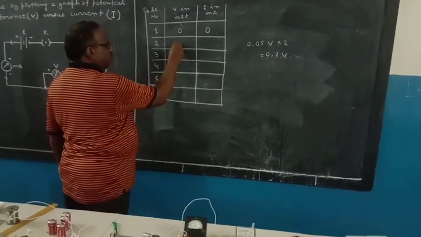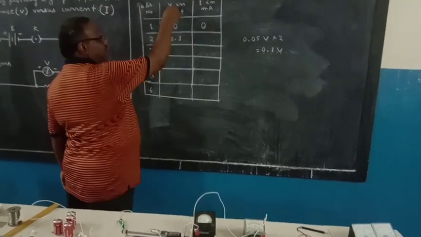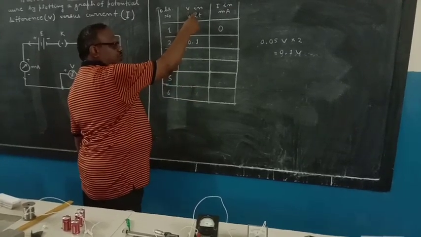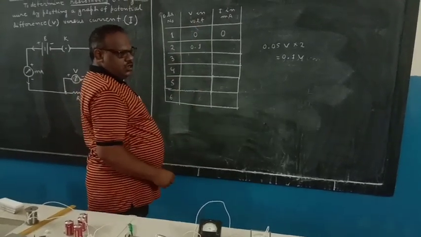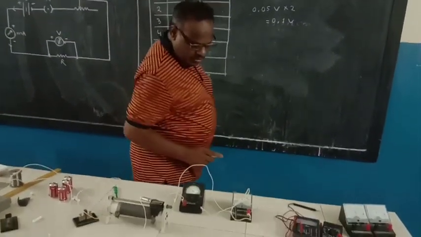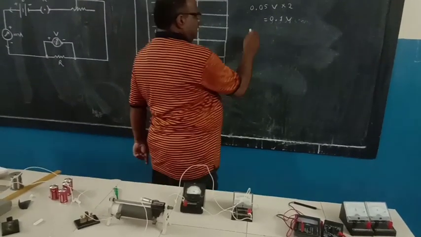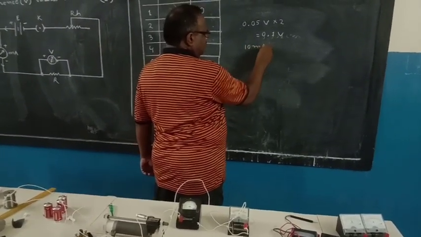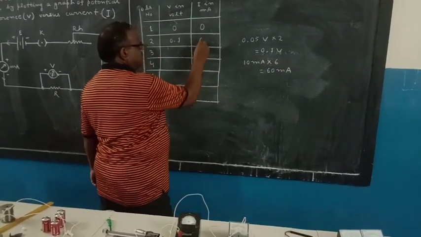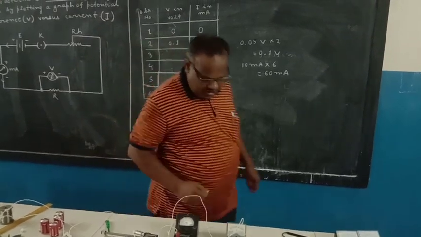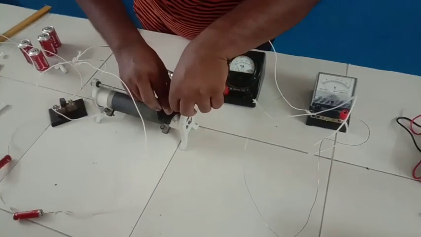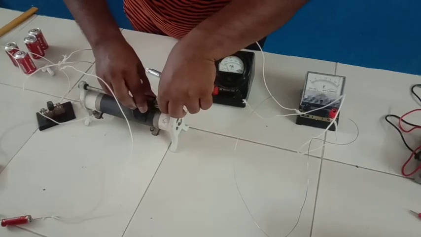So it is 0.1. Do not write V here because I have already written that all are in volt. The unit you write in the heading applies to the entries. And here it is at the 6th division, and I have told one division is 10 milliampere, so it is 10 milliampere into 6, which is 60 milliampere. Now I am changing it. If you change the rheostat, I am going to the next 2 divisions of the voltmeter. You adjust.